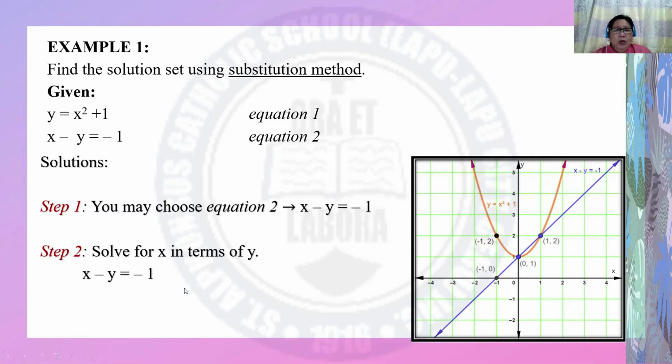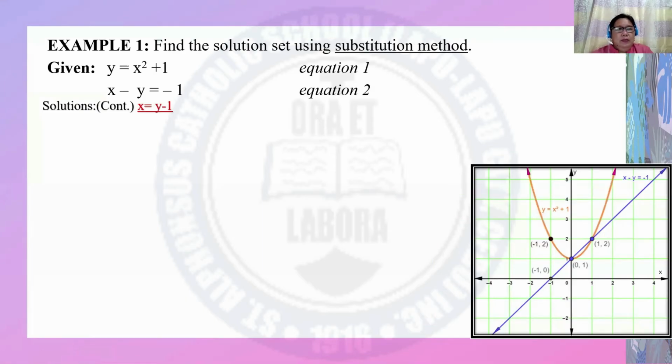So copying the equation 2, x minus y is equal to negative 1, we have to transpose y to the other side. So it becomes positive y minus 1. So this is now the value of x in terms of y, or the algebraic value of x, which is equivalent to y minus 1. Let us continue. In step 2, we have x is equal to y minus 1.